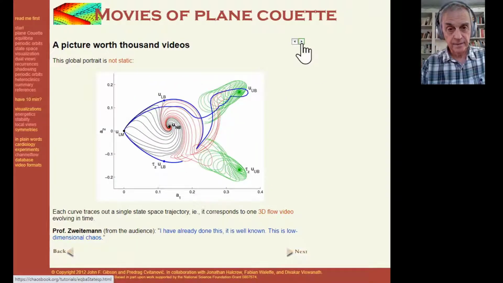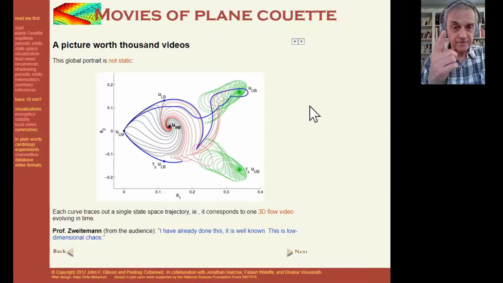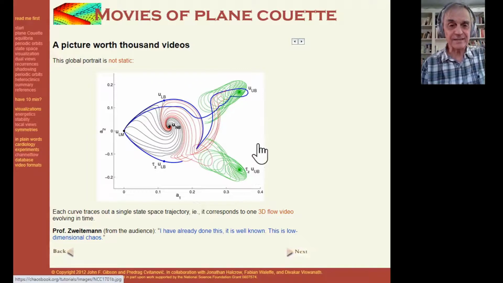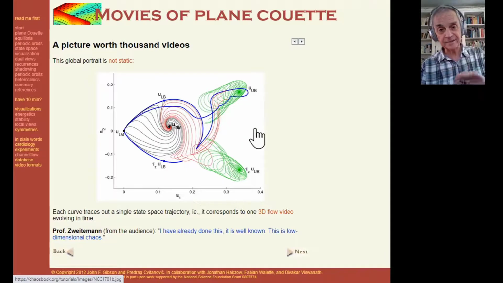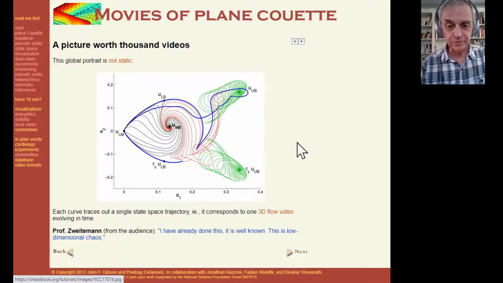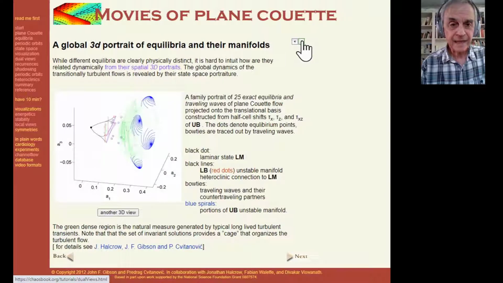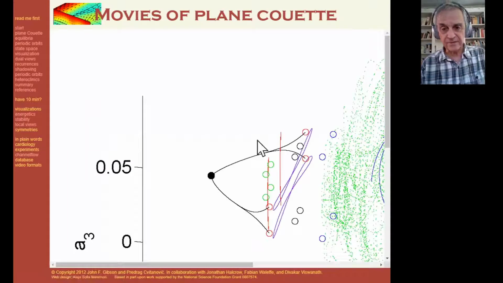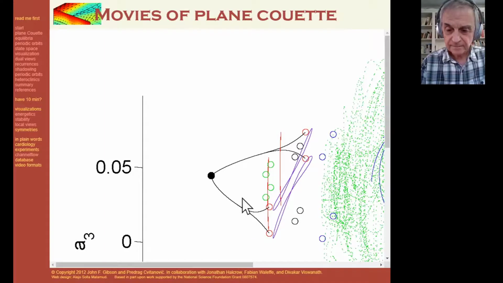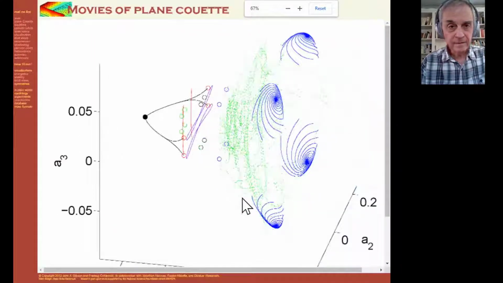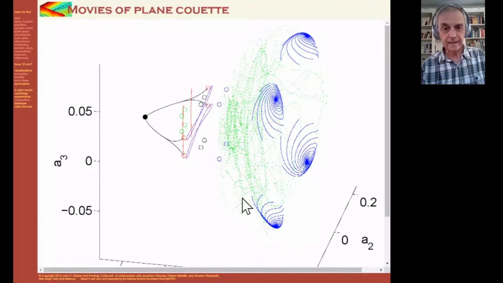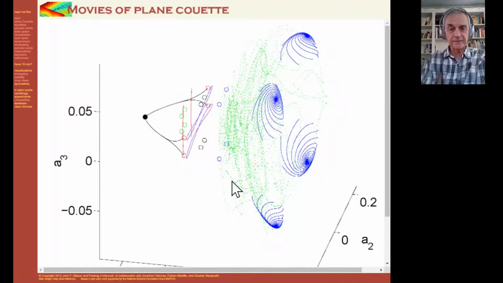Now you have to understand this picture is not static. This is actually 1,000 videos put together, because every one of these lines that you see is one of the simulations I've shown you, projected onto 4 coordinates. And if you look at it in 3 dimensions, you start seeing very interesting things.